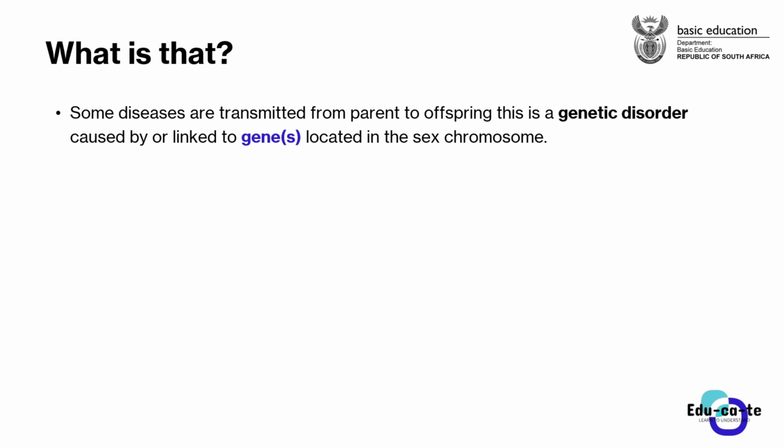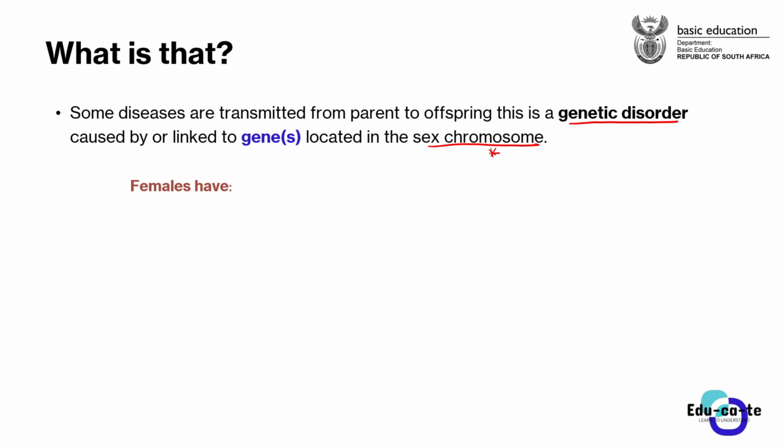They're actually diseases that are caused by certain alleles that are found in the sex chromosomes. So basically, to define sex-linked inheritance, or if they ask what is a sex-linked disease, you say this is a genetic disorder that is caused by, or linked to, genes located in the sex chromosome. So remember, the sex chromosomes are the gonosomes, the ones that are found on pair number 23.